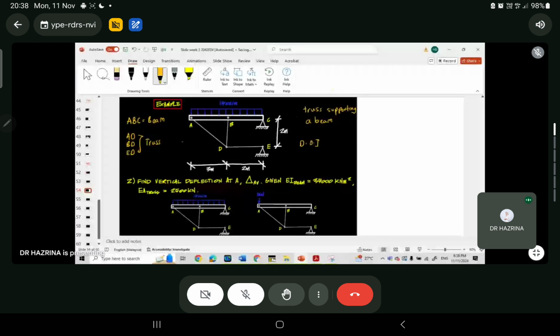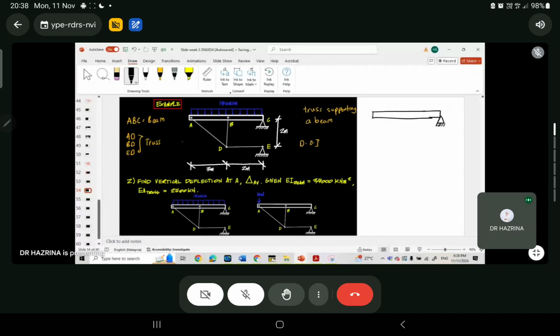So, untuk dalam case ni, you ada A, B, C adalah beam. Truss adalah AD, BD dan ED. Okay. So, in this case, bila you nak calculate dia punya DOI, what you have to do, you have to separate beam and also you need to separate the truss structures. So, in this particular case, you akan ada, this is your beam. Okay, this is your beam.